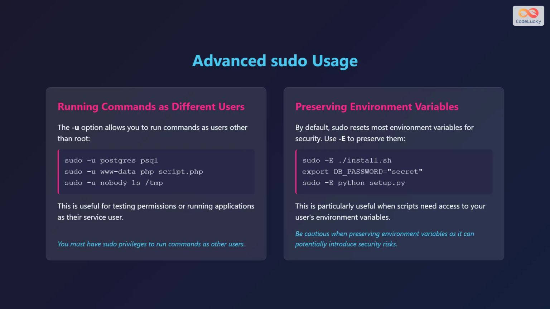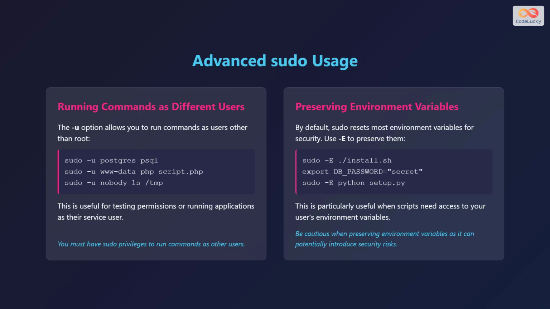Note that you must have sudo privileges to run commands as other users. By default, sudo resets most environment variables for security. Use -E to preserve them. Sudo -E ./install.sh runs the install script with the current environment variables.